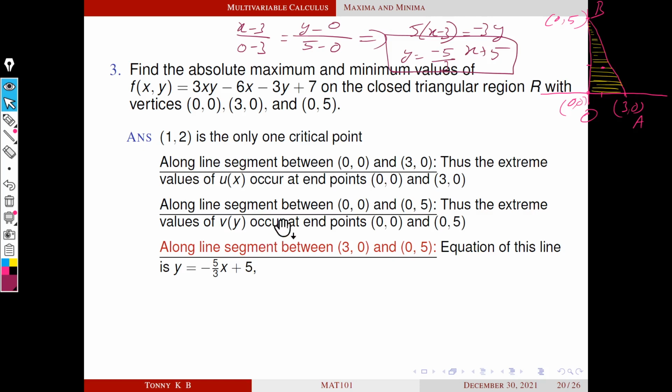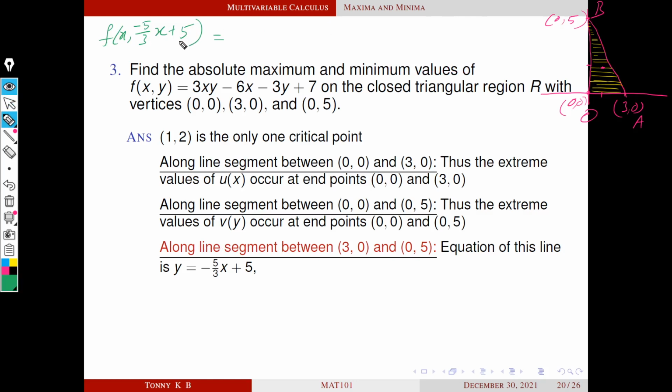Then next we have to analyze the behavior of the surface above this line segment. Clear. So we know on this line segment there is a relation between x and y. So you simply replace y by this quantity in this function. That gives the nature of the function on this line segment. Okay. That is the nature of the surface above the line segment: f of x comma, instead of y we use minus 5 by 3 x plus 5. So it is a function of x alone.